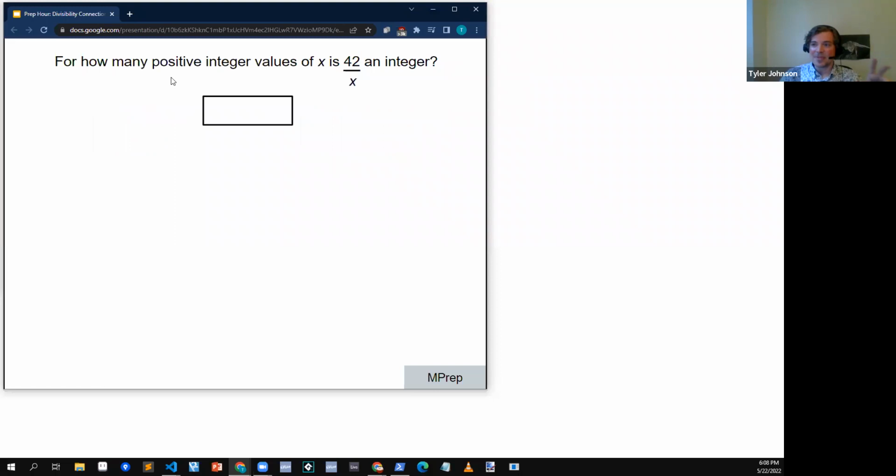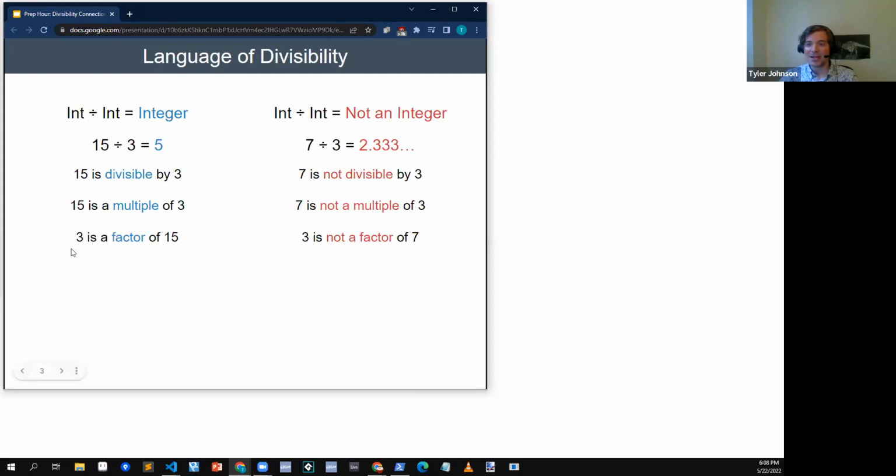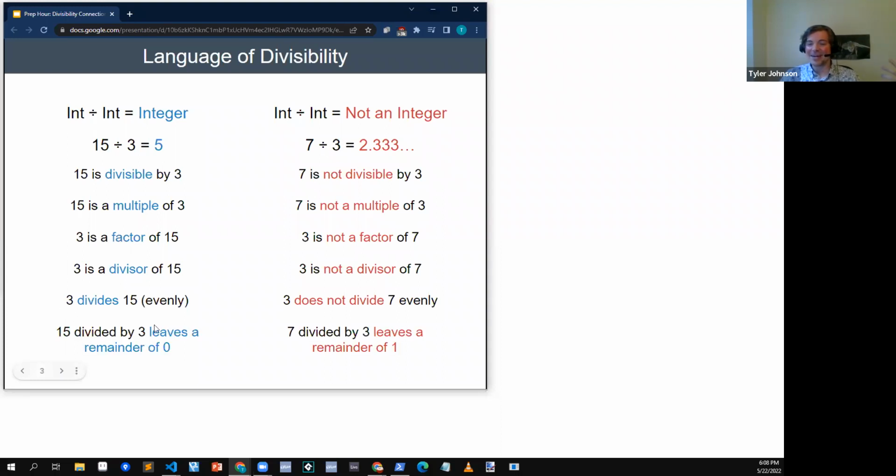So in this original problem, they have this language, how many positive integer values of x is 42 divided by x an integer. In terms of language, if you have an integer divided by an integer and that produces another integer, this is all related to the concept of divisibility. For example, 15 divided by 3 produces the integer 5. That means 15 is divisible by 3. I could say 15 is a multiple of 3. 3 is a factor of 15. 3 is a divisor of 15. 3 divides 15 evenly. 15 divided by 3 leaves no remainder. They're all just different ways of expressing the same idea, that this number is a factor of another number.